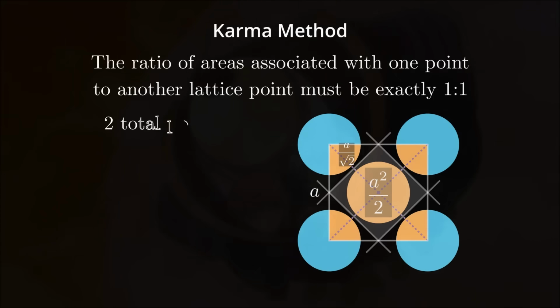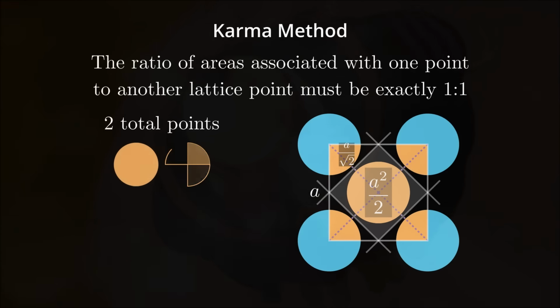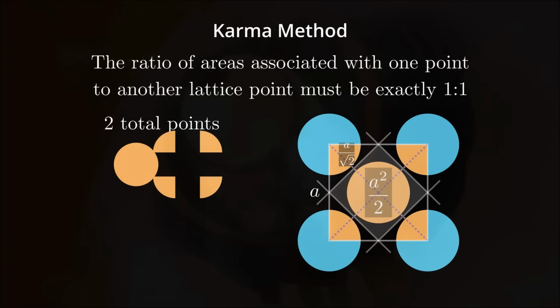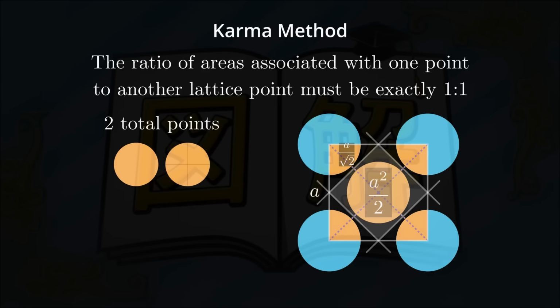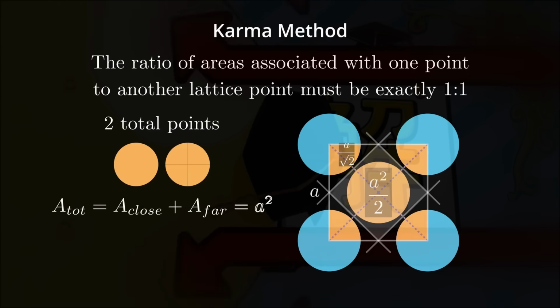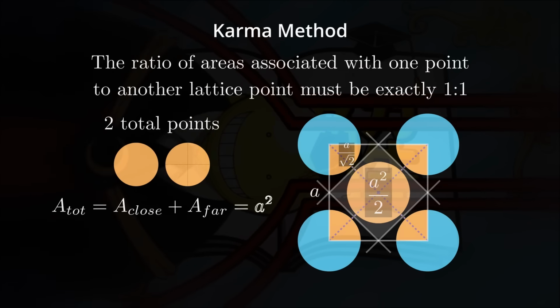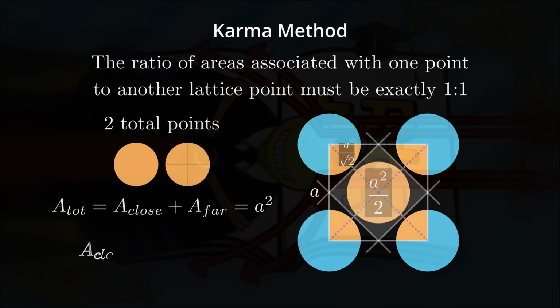There are 2 circles inside the square, the center one and the one composed of the 4 corners. These correspond to the domains inside the square, the corner domain and the center domain. From what we know, these must add up to the whole area of the square, and the areas must be the same. Thus, they must both have values of a squared over 2.